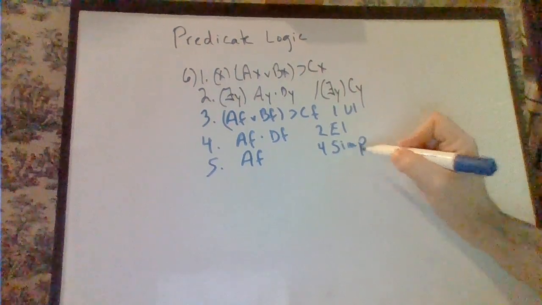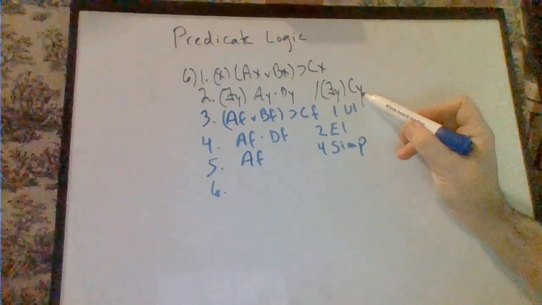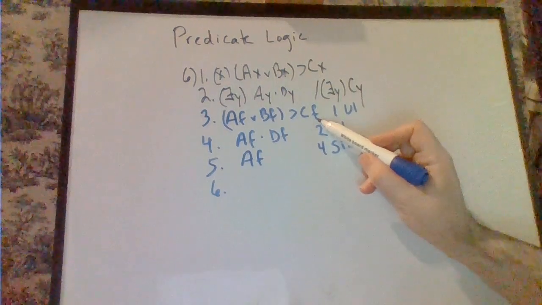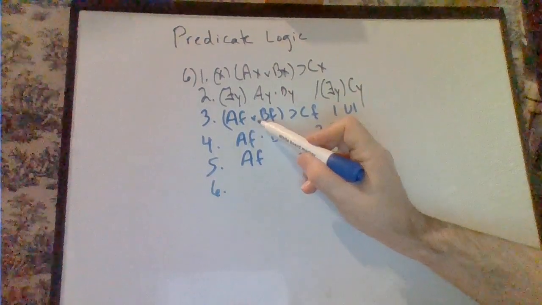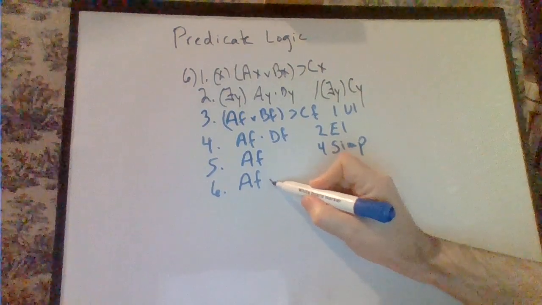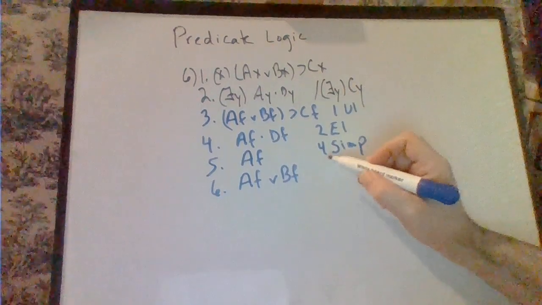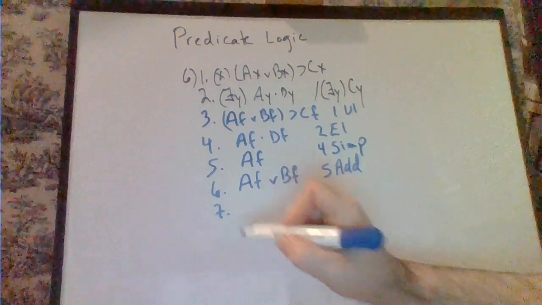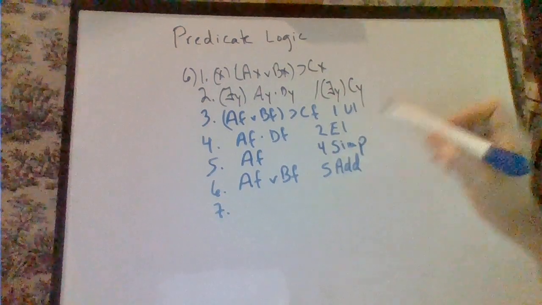Now what we want, basically we're going to end up with the Cy, so what we need is the Cf. We need the consequent here. So to set up a modus ponens, we need the antecedent. We've already got the Af, we need Af or Bf. So we take the Af from line 5, use addition. With addition, you can add anything you want into the equation, so I'm going to add a Bf, just like that. And so now lines 3 and 6 give us our modus ponens.